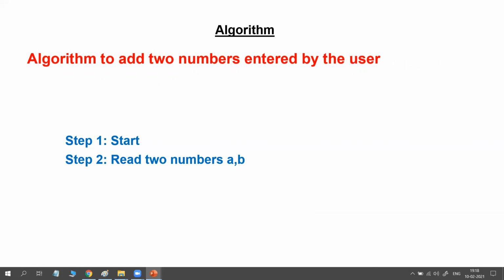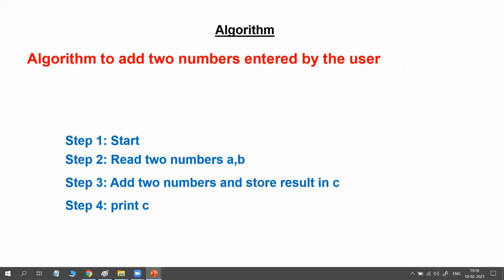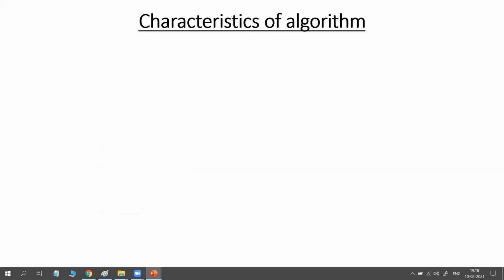So first I read two numbers, add the two numbers and store the result in another variable C. So the sum value is stored in C. Simply, it is nothing but C equals A plus B in step 3. Later print that C and stop. So here you need two numbers because the algorithm asks to add two numbers entered by the user. So that's why we need to take two inputs here. So these are some algorithms.